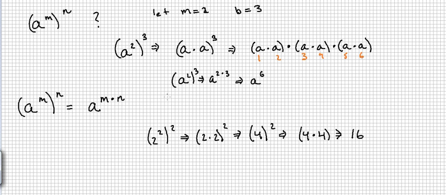So if we thought about this, we could have done it like this. 4 squared is equal to 16. Well, what if we did it like that? 2 times 2 raised to the power 2 would have been 2 to the 4th, which will give us 16 again.